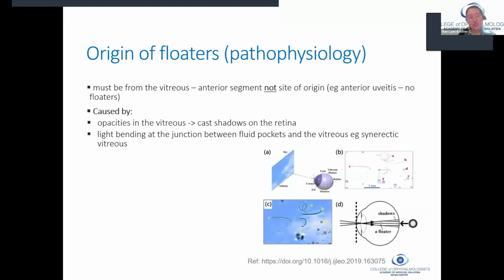It's essentially due to light that bends as it passes through the eye. When it hits a floater, it will bend at that junction. Sometimes the vitreous gel itself will have some fluid pockets, for example, the syneretic vitreous change that occurs with aging. This is how you cast that shadow onto the retina. The patient sees it most commonly when they look at the sky or at a white wall that is very brightly lit, and then they will see the shadow as this floater.